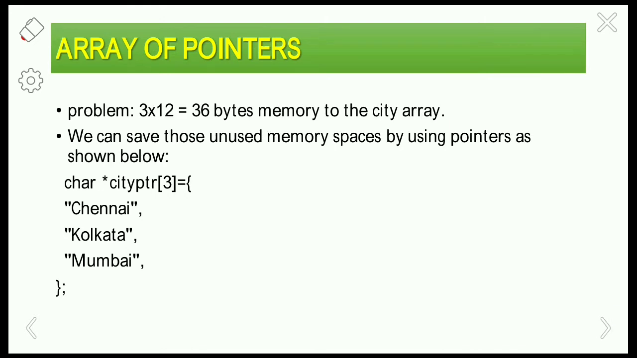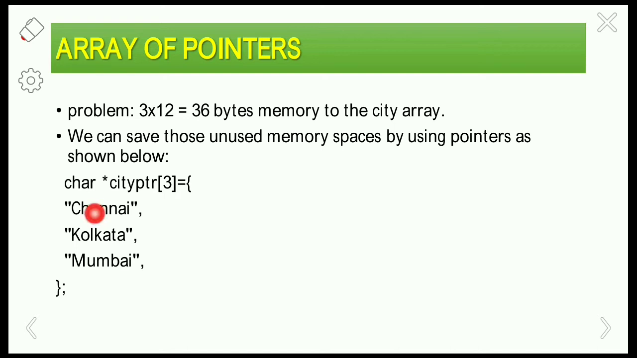Here there is some problem with this type of allocation. The main problem is that 3 into 12, that is 36 bytes of memory, will be allocated to the array city. So the total storage requirement for the city table is 36 bytes. We can save those unused memory spaces by using pointers as shown below. Here it is not occupying the total 36 bytes, so it is leaving some of the space. That's why we can use pointers for saving storage space.